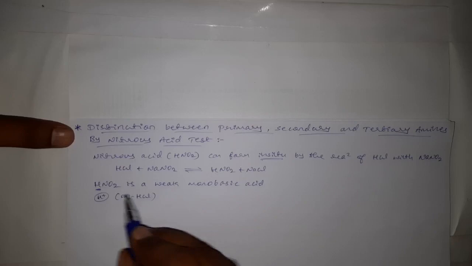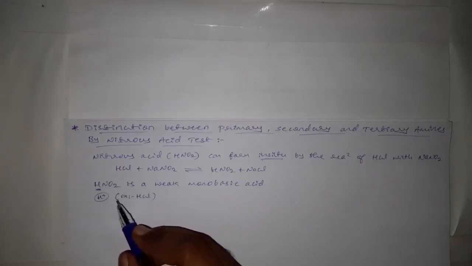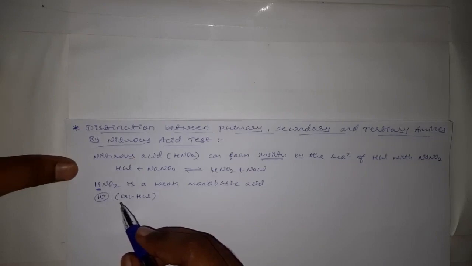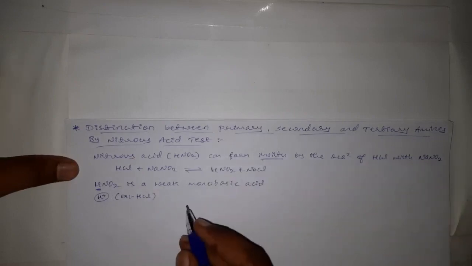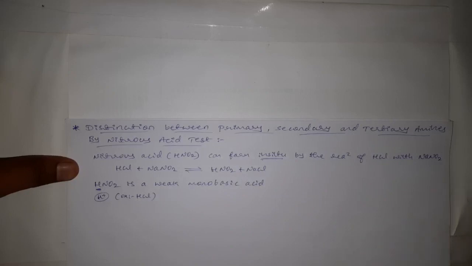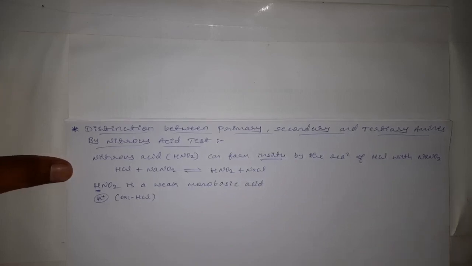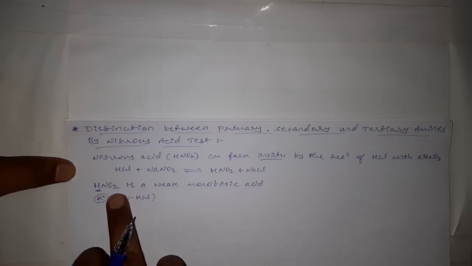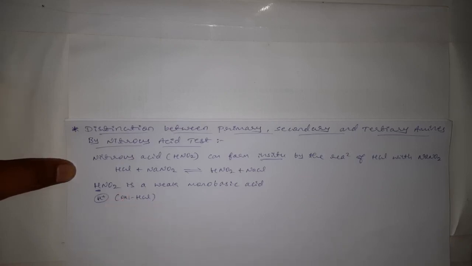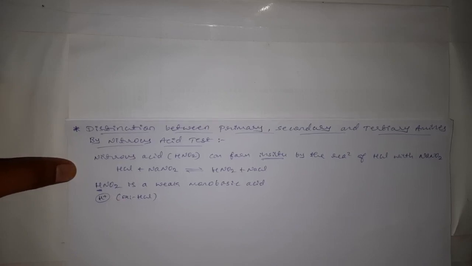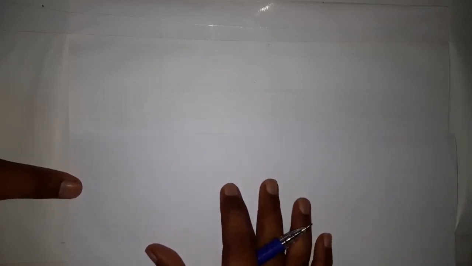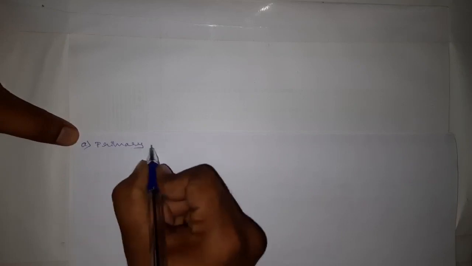And this HNO2, that is nitrous acid, can react with primary, secondary and tertiary amines differently to give different types of products. By knowing the nature of those products formed by the reaction of amines with HNO2, we can easily say whether it is primary, secondary or tertiary. Now we have to discuss the distinction test between primary, secondary and tertiary amines. First we are discussing primary amines.